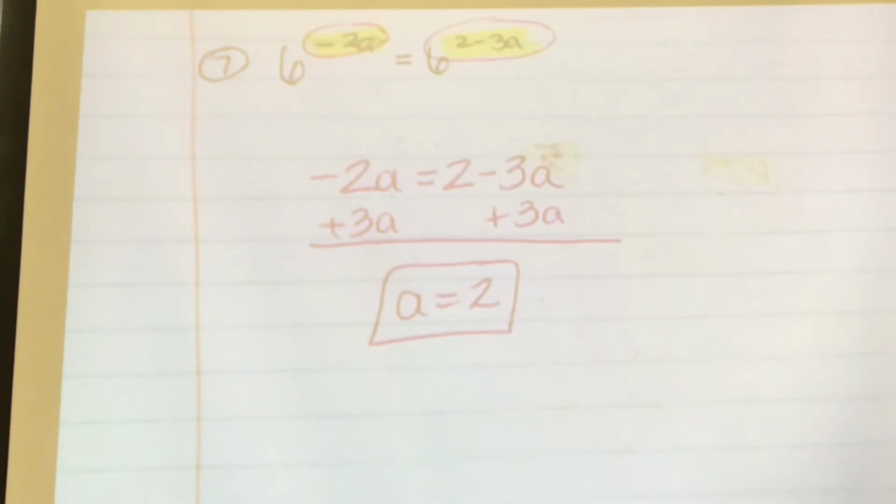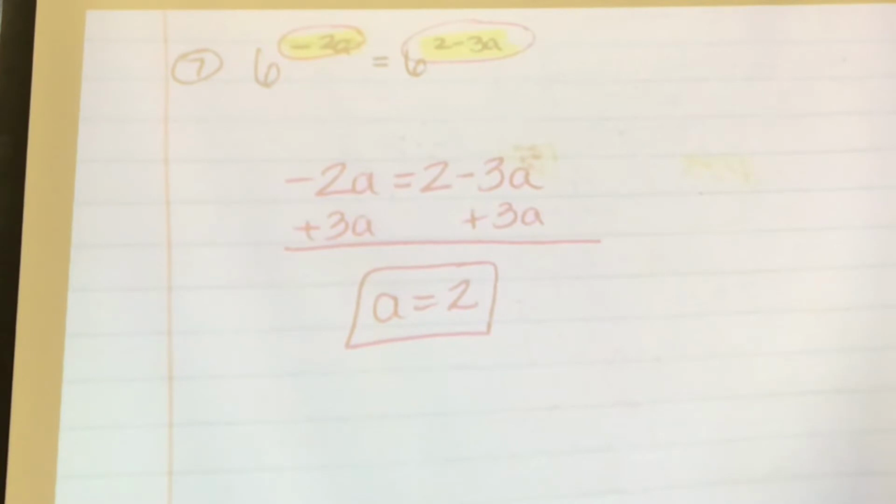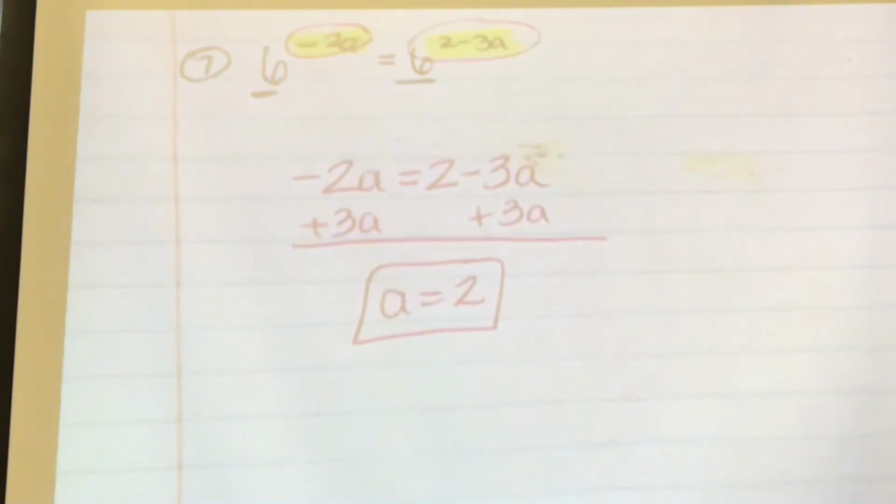Questions so far? The trick is getting the bases to be the same. The bases are the same. Since the bases are the same, you want to solve for the exponents.